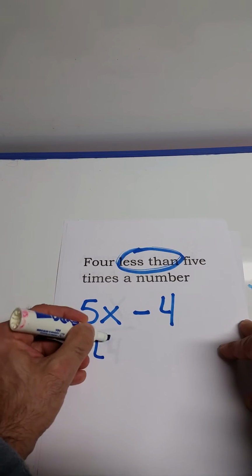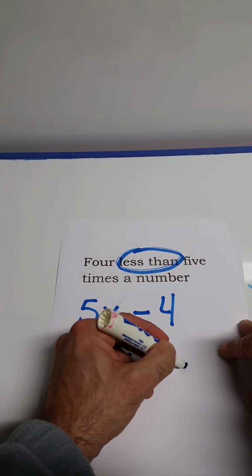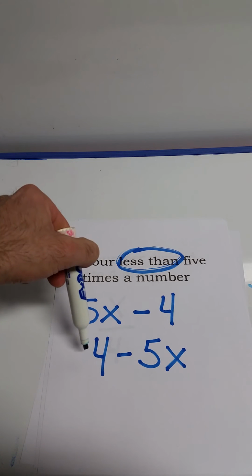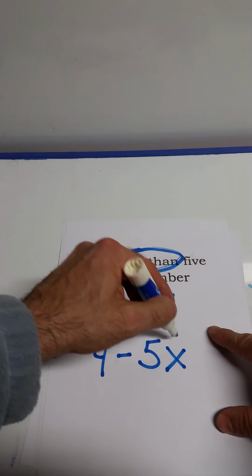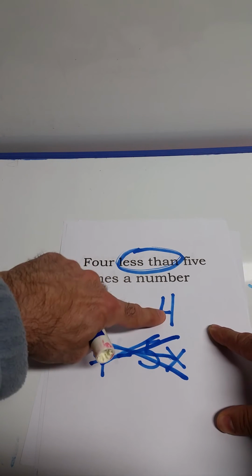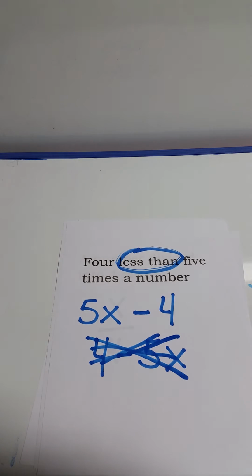Again, we do not want to do it like this. This is saying 5 times a number less than 4, if you remember subtraction. So we don't want to do it that way. It's this way. 4 less than 5 times a number.